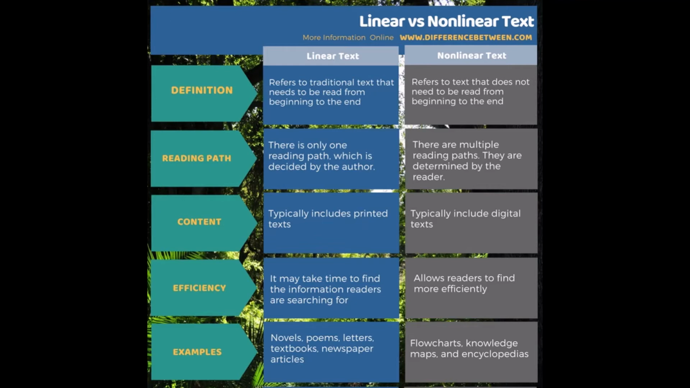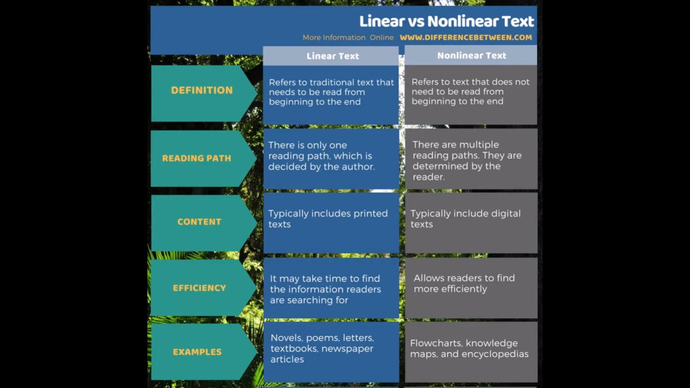So if the story is about, for example, the history of a nation, the Philippines, the reader should read from the beginning until the end. While in nonlinear text, there are multiple reading paths. The reader can decide whether to read everything or just to get the certain information that he or she needs, because it is shown or presented as an infographic. Let's proceed with content.